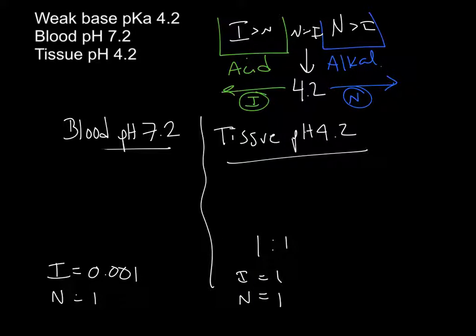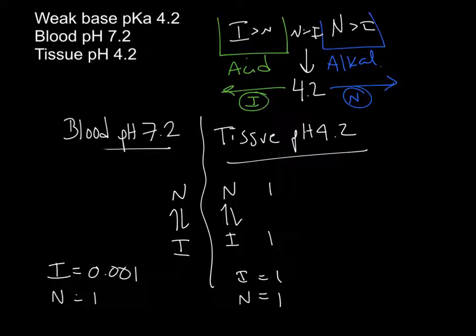Here's a mistake that's very common for people to make. They see that pH 4.2, they think, oh, this is 1:1, and then they say, oh, 50% of the drug will be on this side. No, that's not how this works. What that's telling us is that on this side of the membrane, the N and the I have reached an equilibrium, and that's going to be 1:1. For every 1 N, there's going to be 1 I. And on this side, we've also reached an equilibrium.